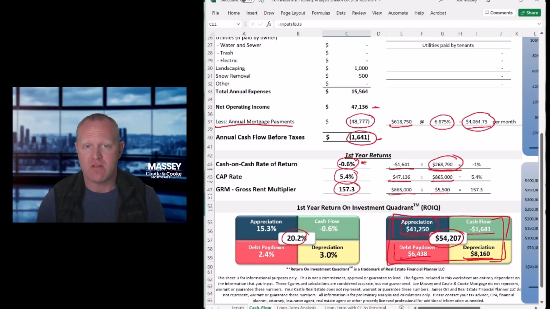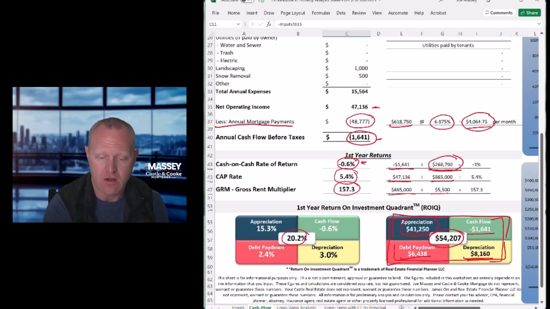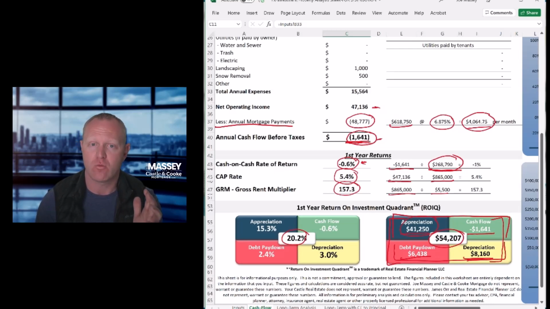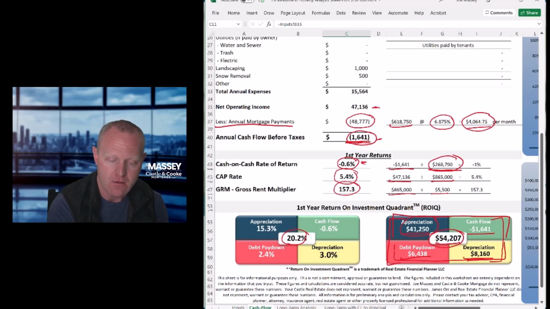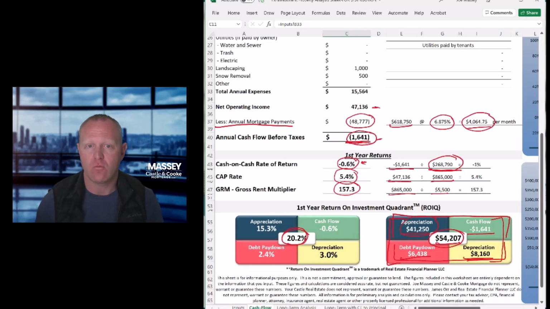I would not describe this as a great cash flow deal because we are going to have a little bit of negative cash flow. But with all of the negatives of this and high interest rates, that's what everybody's worried about in today's market, this investor is still making $54,000 per year in year number one and a 20% return.